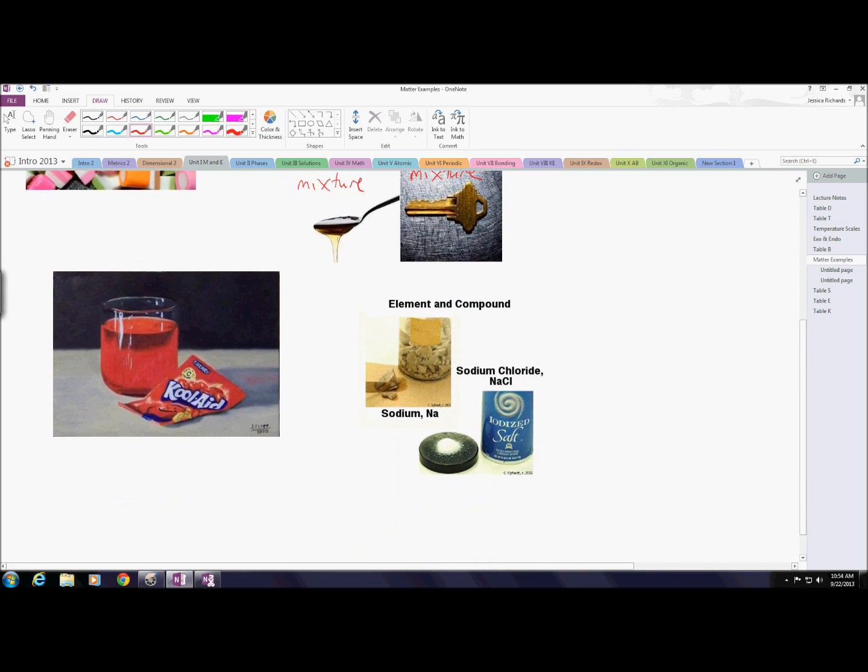I use Kool-Aid a lot for an example of a homogeneous mixture, because you know there's more than two things in Kool-Aid. You have water, you have sugar, you have the Kool-Aid mix. When you look at the Kool-Aid itself, it looks evenly mixed. This looks all the same.